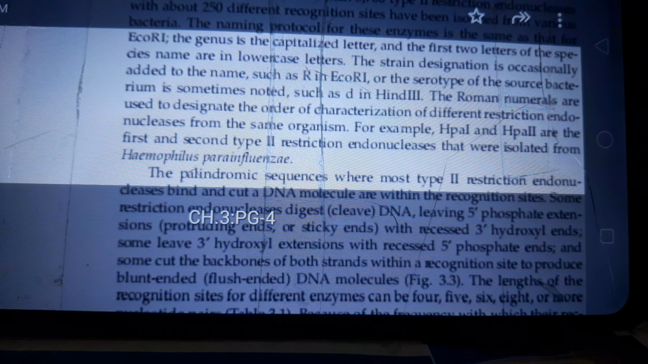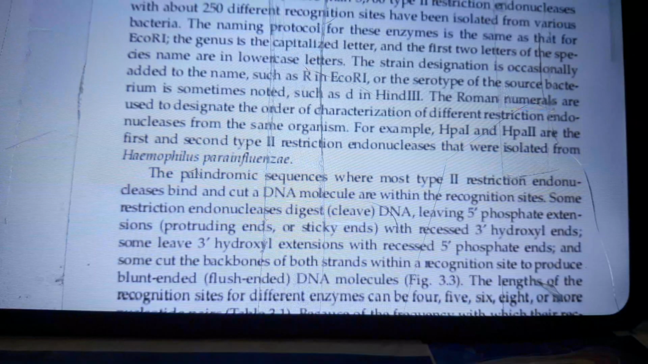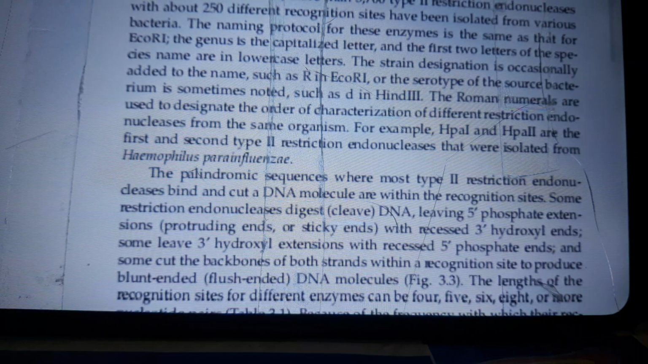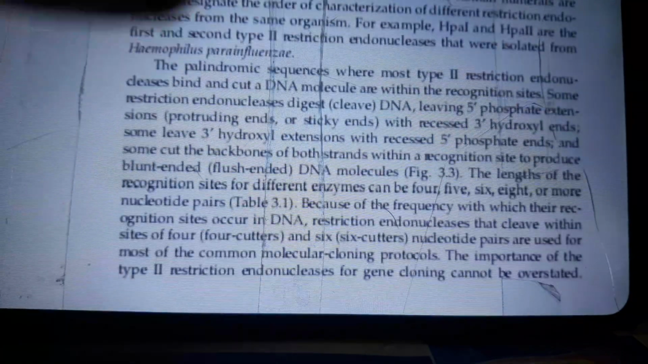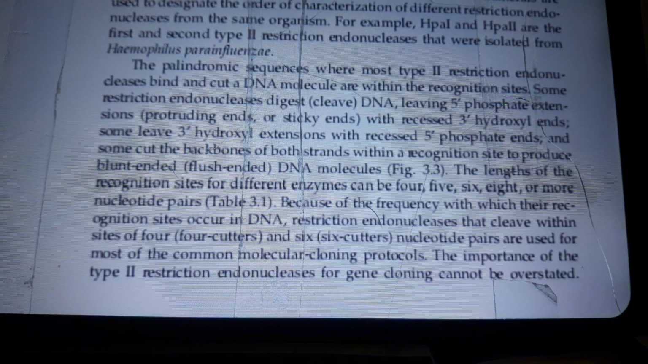The palindromic sequences where most type 2 restriction endonucleases bind and cut a DNA molecule are within the recognition sites. Some restriction endonucleases cleave DNA, leaving 5' phosphate extensions, protruding ends, or sticky ends with recessed 3' hydroxyl ends, and some leave 3' hydroxyl extensions with recessed 5' phosphate ends, and some cut the backbones of both strands within a recognition site to produce blunt-ended, flush-ended DNA molecules.